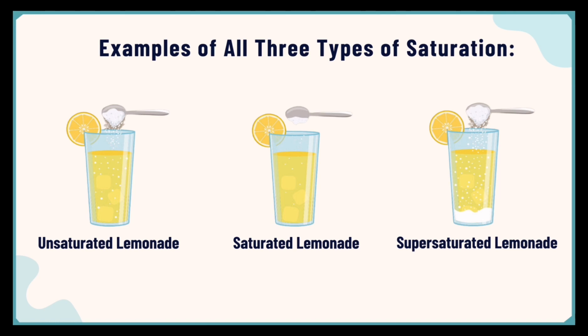The second picture shows a saturated lemonade, in which the maximum amount of sugar has been added, and if more sugar gets added, it will settle at the bottom of the glass. The third picture shows a supersaturated lemonade, in which more than the maximum amount of sugar has been added. Now that we've discussed the differences between mixtures and solutions, let's find out what are their similarities.